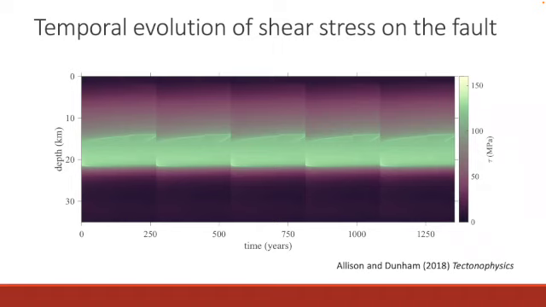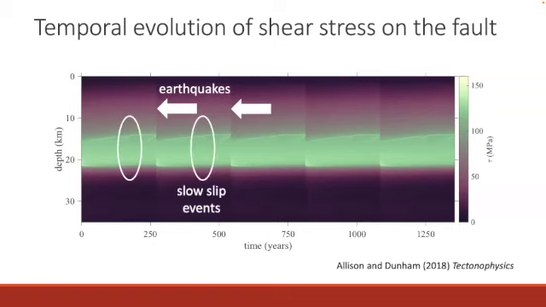During the interseismic period, a stress concentration builds up at the transition between the velocity weakening and velocity strengthening portion of the fault. The concentration gradually builds in amplitude and moves up the fault until it nucleates an earthquake. In this simulation, the stress concentration actually produces a slow slip event first, which releases some of the stress on the fault, and then a new stress concentration develops, which produces the earthquake.